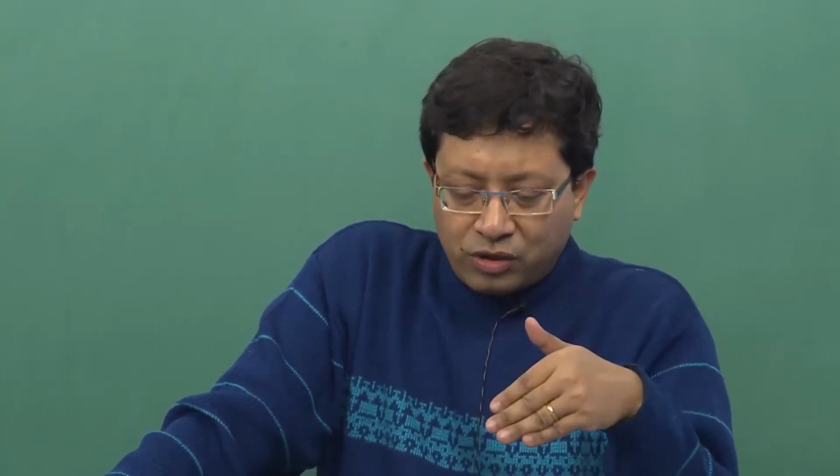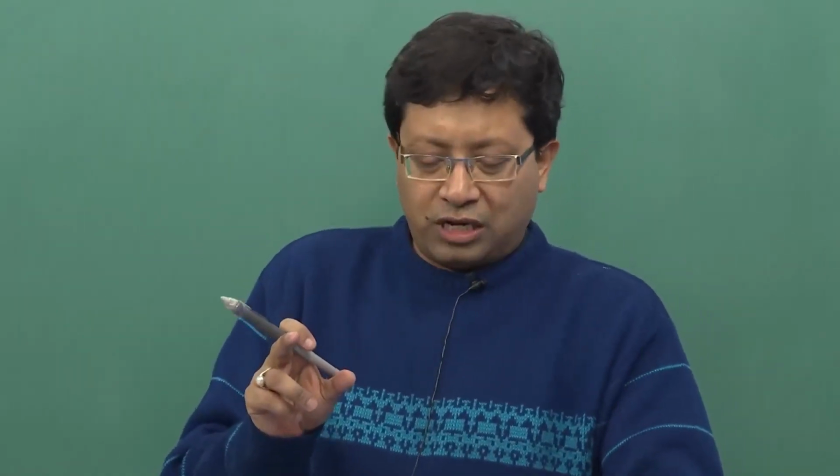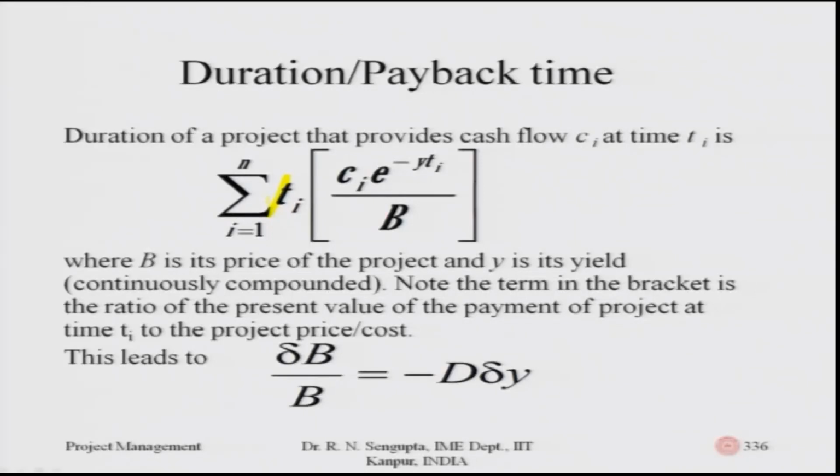Now, what I want to do is find out the duration of the payback period. B is the price of the project and y is the yield, as I mentioned. If you multiply the amount coming at each time by T, it basically means some sort of averaging, based on which you want to find the average time at which the value would have a so-called zero net worth to me.